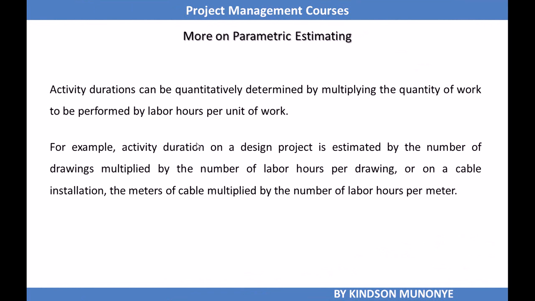Activity durations can be quantitatively determined by multiplying the quantity of work to be performed by labor hours per unit of work. For example, activity duration on a design project is estimated by the number of drawings multiplied by the number of labor hours per drawing, or on a cable installation, the meters of cable multiplied by the number of labor hours per meter.